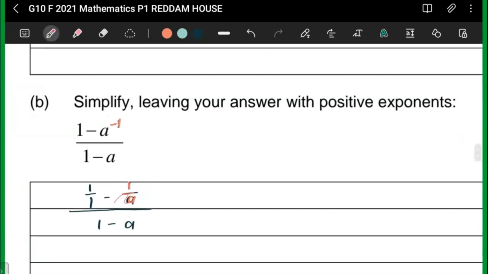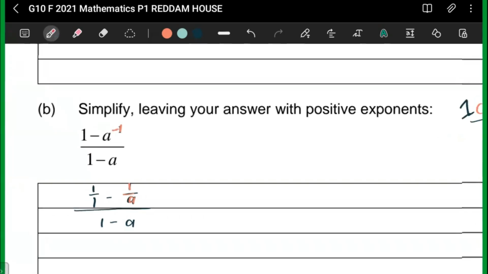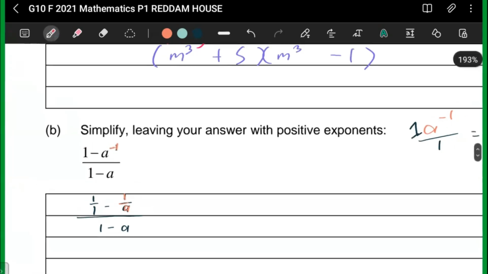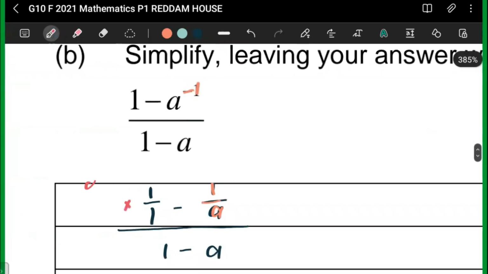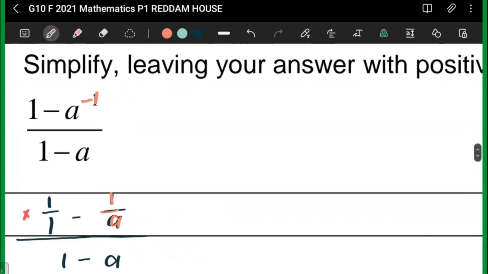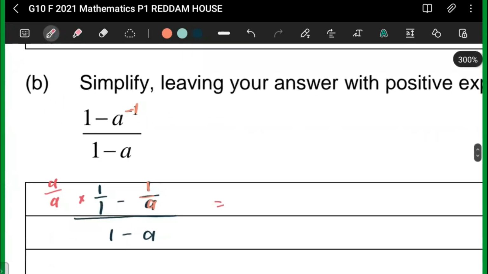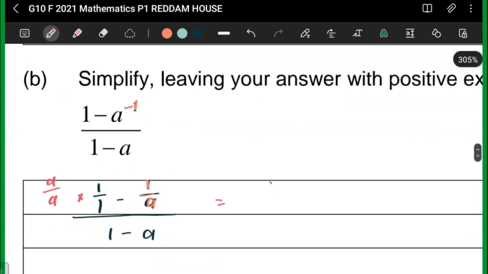But because this is a fraction now, this also has to be a fraction. The reason for doing this is we're just trying to simplify, as we are supposed to. So here we can deal with the top. Getting an LCD at the top, we're going to have times by a over a. You're going to have the a times 1, which is a. Since your denominator will be the same, you can just put the a there, minus 1. And now the whole thing over 1 minus a.